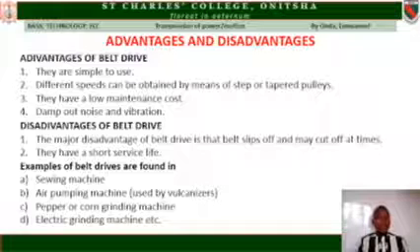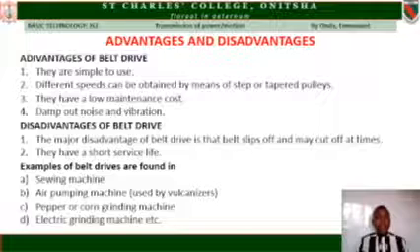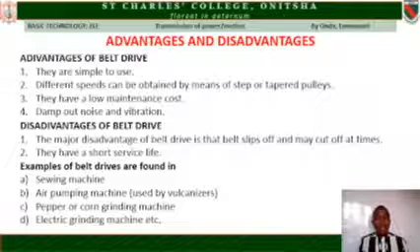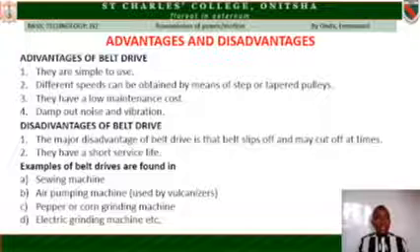Disadvantages of belt drive. One, the major disadvantage of belt drive is that it slips off and may cut off at times. When the belt drive has lasted long on the pulleys of a machine, it is easy for it to slip off and it may cut at any time. And when the load applied on the machine is too much, the belt drive can slip off at any time. Two, they have a short service life. You cannot use the belt drive like the chain drive or the gear drive. The belt drive can be used, let's say, a month or two, depending on the machine that is being used.